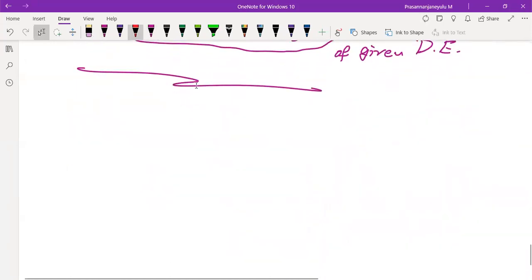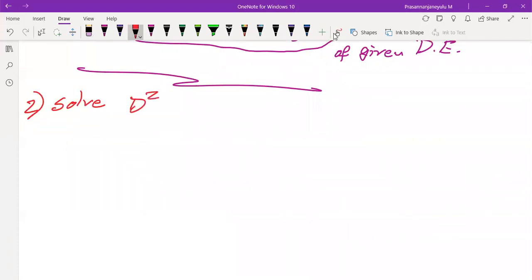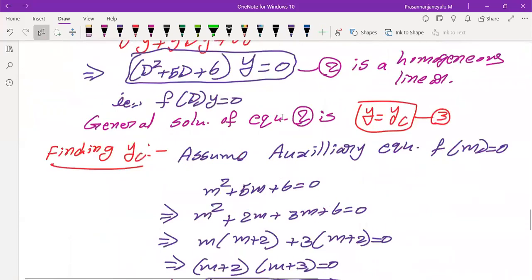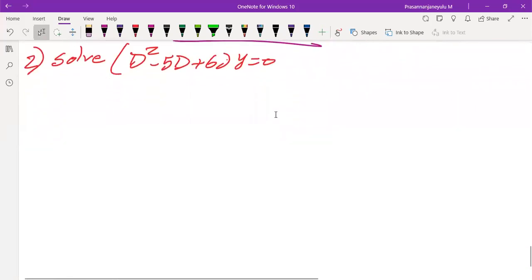Anybody can say one more problem. Problem number 2. Solve D square minus 5D plus 6 of y equals 0. So the previous question only I have taken, but in place of plus 5, what we have taken? Minus 5. So can we find the factors for this? Yes or no? No, we cannot find. In that case, what we have to do?